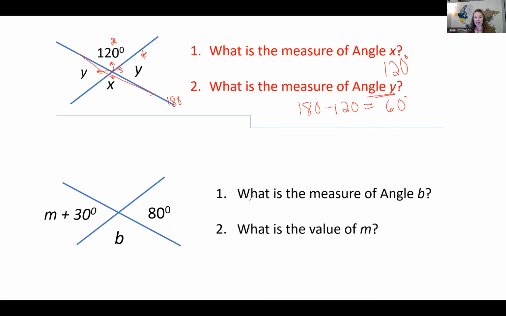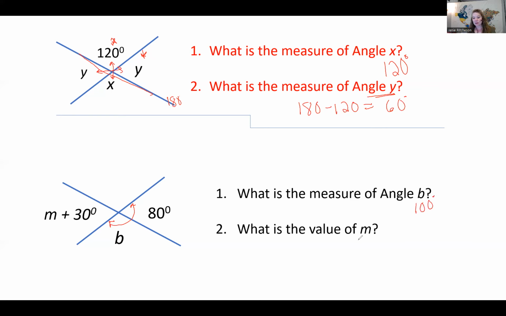All right, let's look at number 1 here at the bottom. So we have, this one's labeled 80 degrees. The first question is, what is the measure of angle B? Okay, what's the relationship between these two angles? They're supplementary. So supplementary angles equal 180 degrees when we add them together. So angle B is 100 degrees.